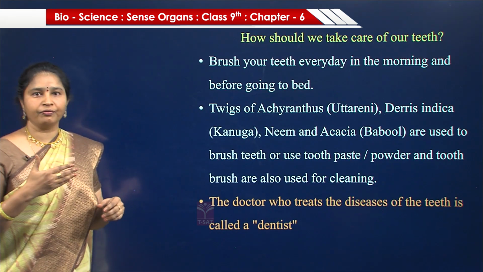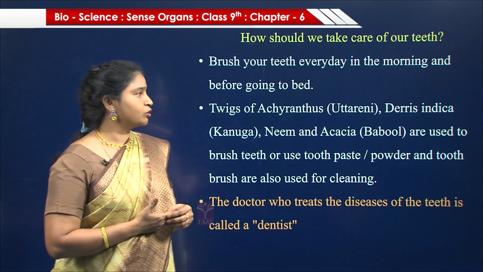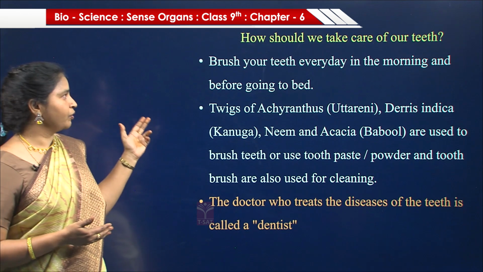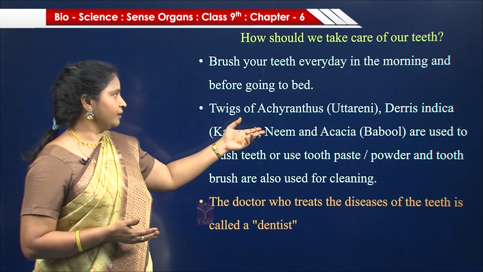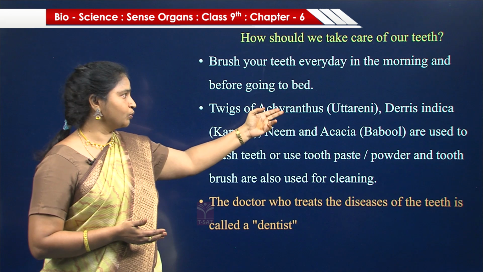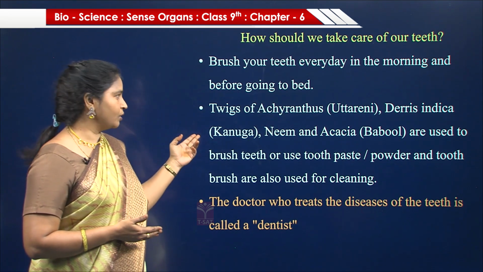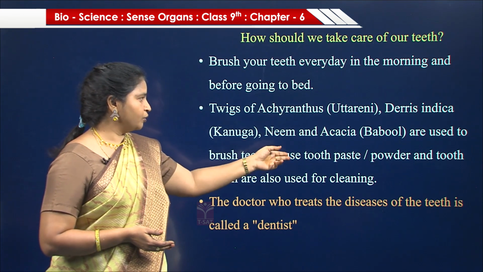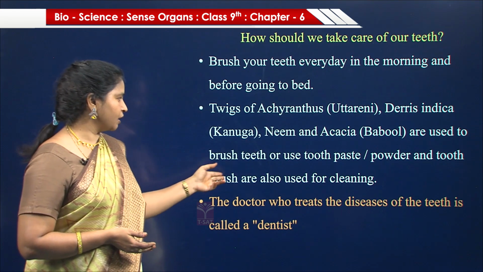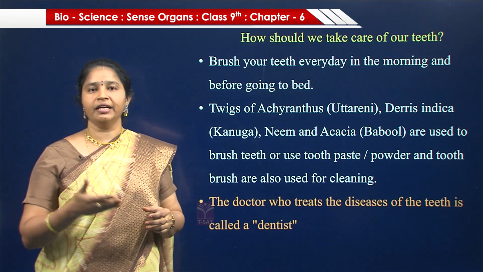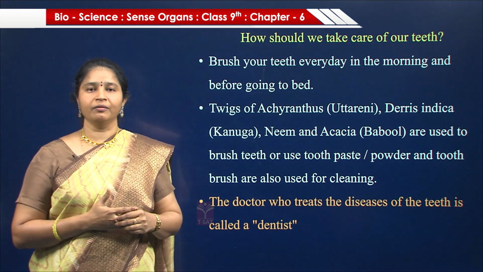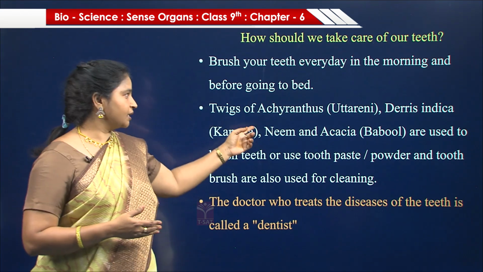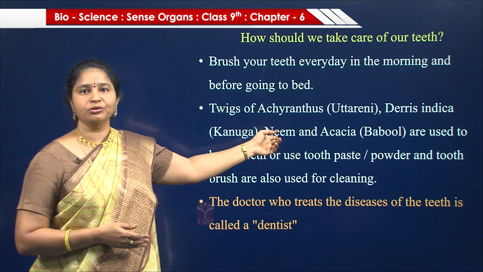So, how to take care of our teeth? What do we need to do? Brush your teeth every day in the morning and before going to bed. Twigs of Achyranthes aspera, that is Uttareni, and Pongamia pinnata, that is Kanuga, neem and acacia babul are used to brush the teeth, or use toothpaste, powder and toothbrush for cleaning. Nowadays we generally use toothpaste and brush, but our forefathers and grandparents used the twigs of neem.